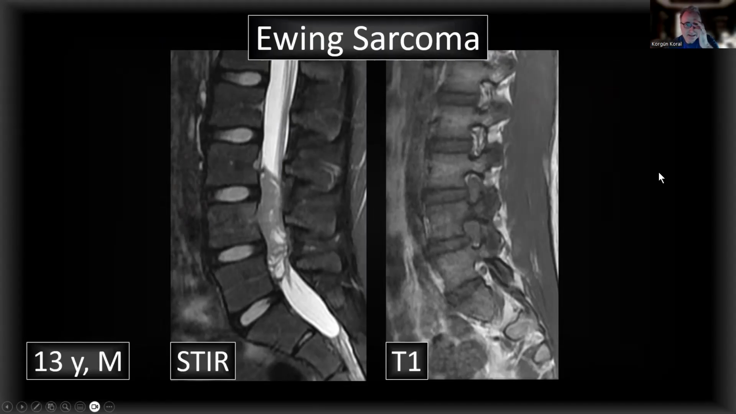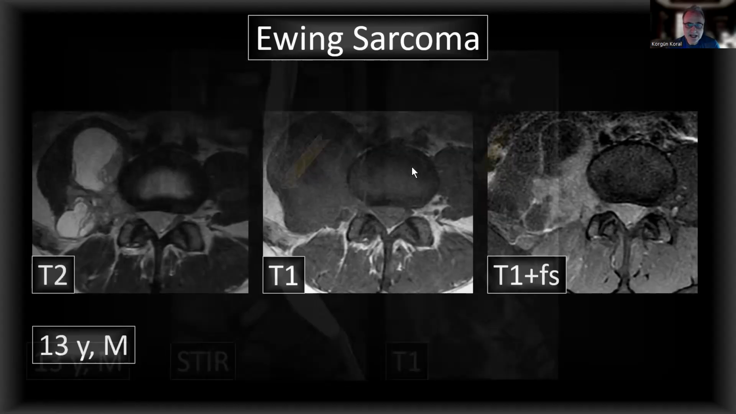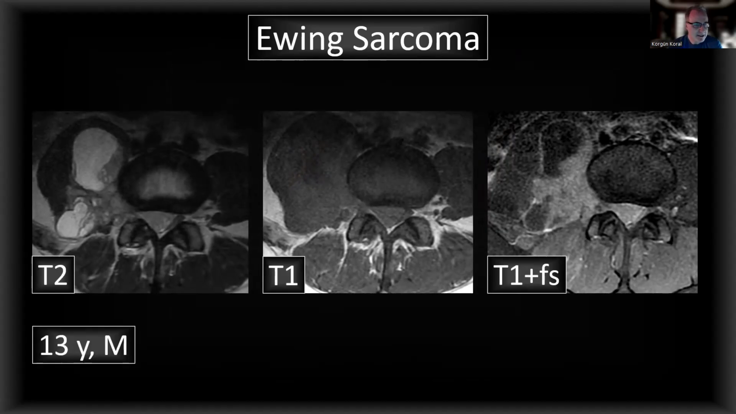Ewing sarcoma is not an uncommon tumor of the teenage years. In this 13-year-old child, we see pretty much an extraosseous lesion involving the spinal canal. But when looked carefully, actually the vertebral body, the L4 vertebral body, is involved also, and there are these foraminal tumors that are narrowing the neural foramina. These tumors are small blue round cell tumors, and they will be biopsied, not resected.